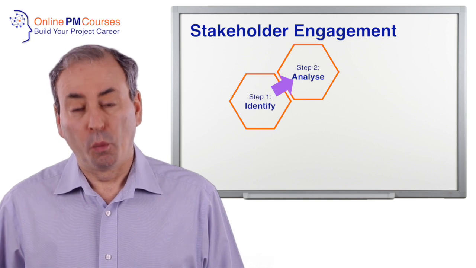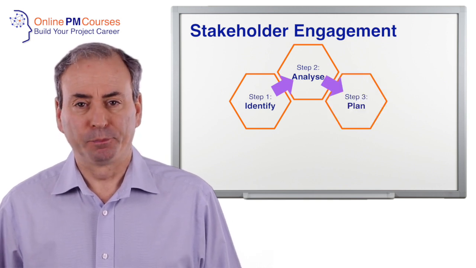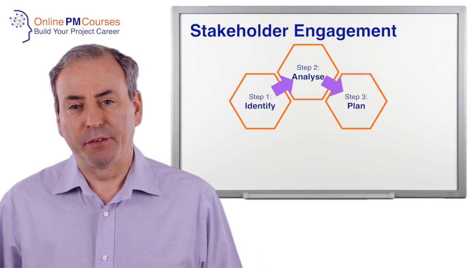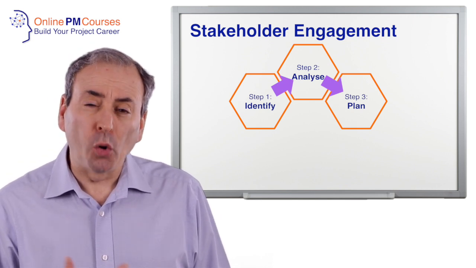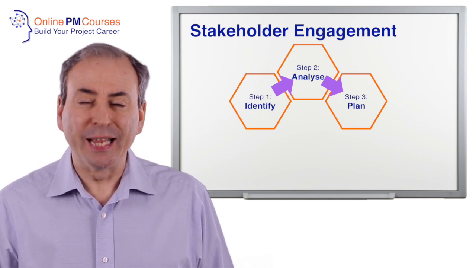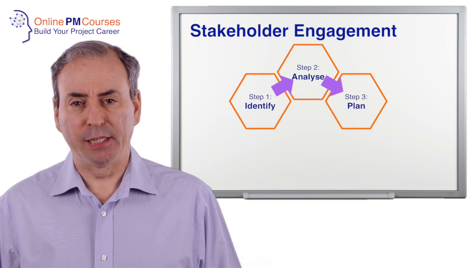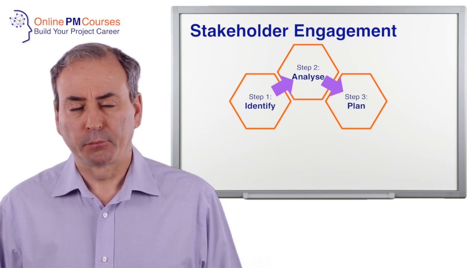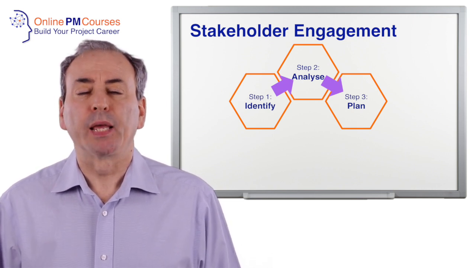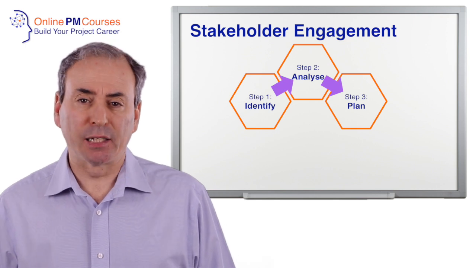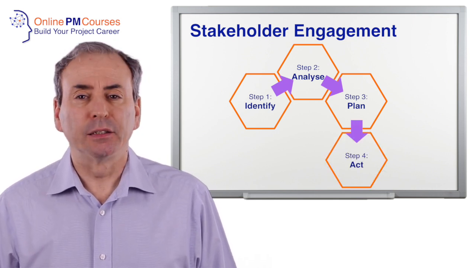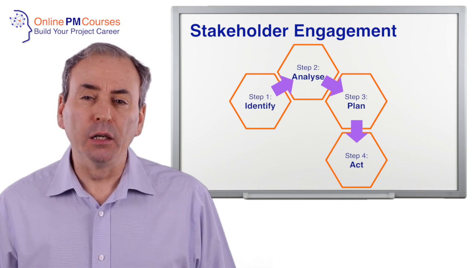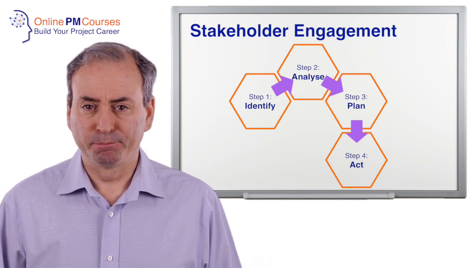Third, we put together a plan. We put together a plan of how we're going to conduct our engagement process and also what our messages are going to be, a communication plan. The fourth step is to put that plan into action, to make things happen and also to react to what we hear and learn from our stakeholders.